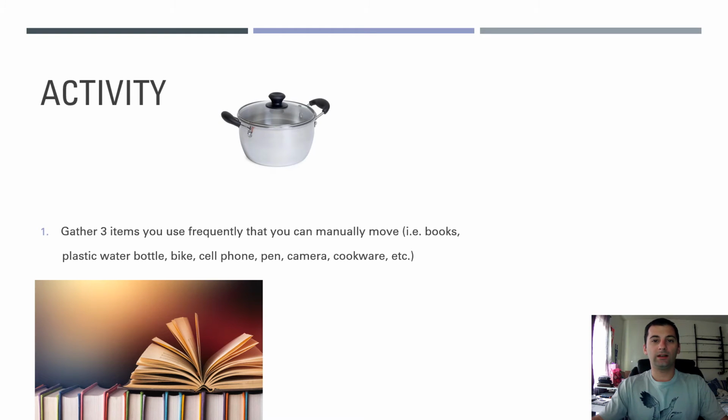So for this activity, I would like you to gather three items that you frequently use or that you often have near you or on you, and bring them to wherever you are watching this activity. These items could be a book. Maybe you often drink water from a plastic bottle. Pen, camera, cell phone, a bicycle.